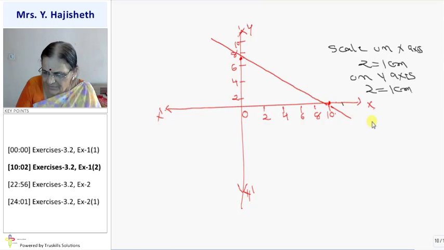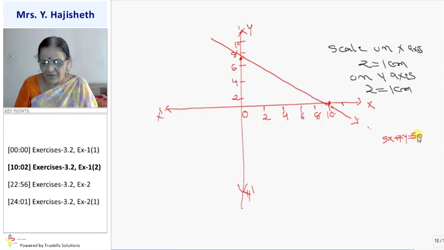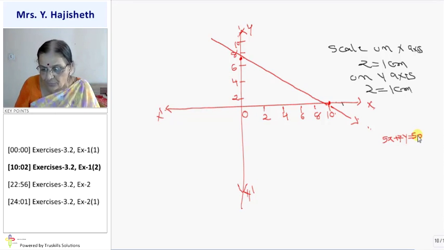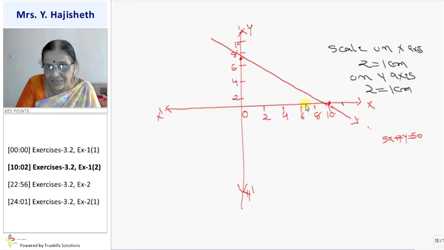Okay. This is my graph of 5x plus 7y is equal to 50. Then I draw another graph. For this I have to take 46 by 7. 7 sevens are 49, so between 6 and 7. 7 sixes are 42, so 6 integer 4 by 7. So it is near to 6, not near to 7. So this is this point.